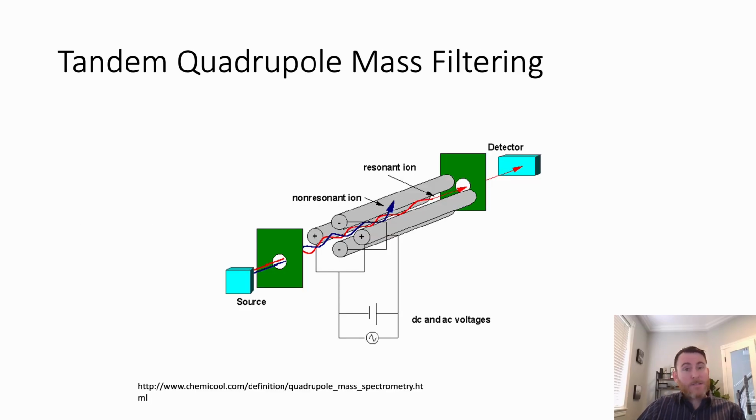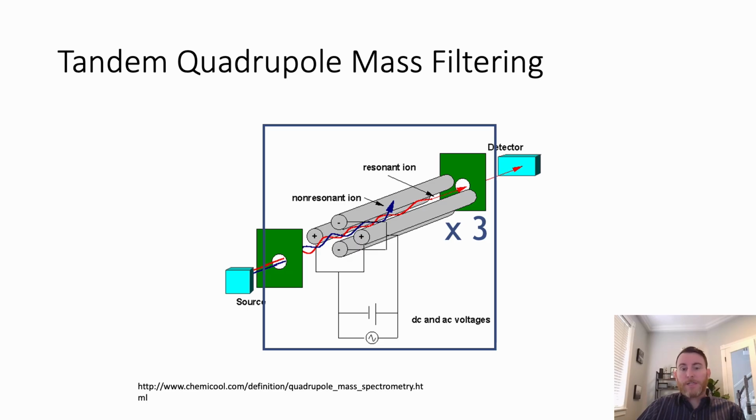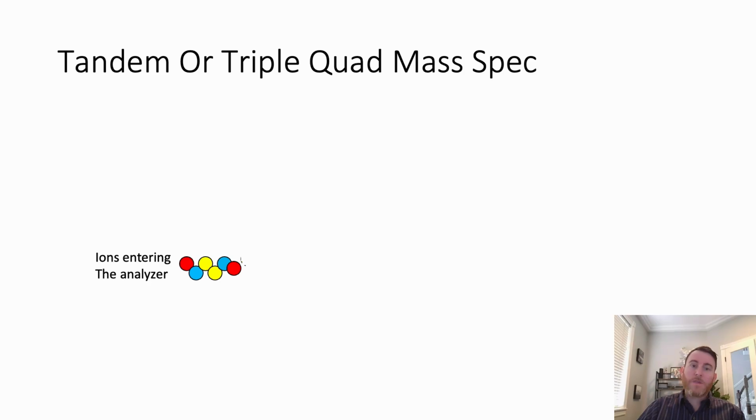Going back to this exact picture, what you effectively have done is tripled this specific space, so you now have 3 quadrupoles in a row. You still have one source, you still have one detector, but you have 3 quadrupoles. What does that do? Why is that relevant? This is another pictorial representation of how that can help us.